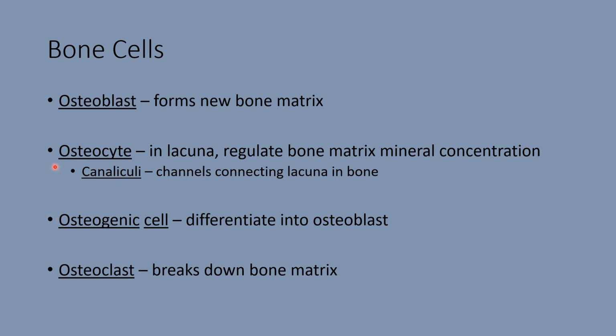And then the osteocyte, this is found in the lacunae. Under the microscope, they look like these little clear vessels. They basically are regulatory because they're going to regulate the mineral concentration of the bone matrix. In other words, it's going to regulate: oh, we need to make new bone, then it's going to stimulate the osteoblast. If you need to break down some of the bone, then it's going to stimulate the osteoclast.